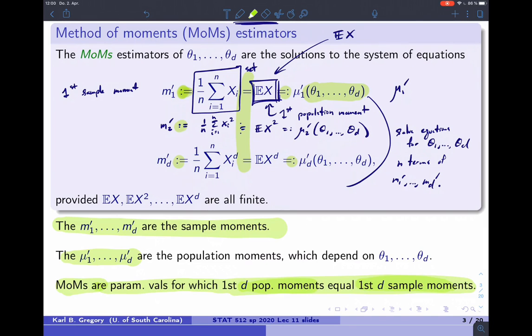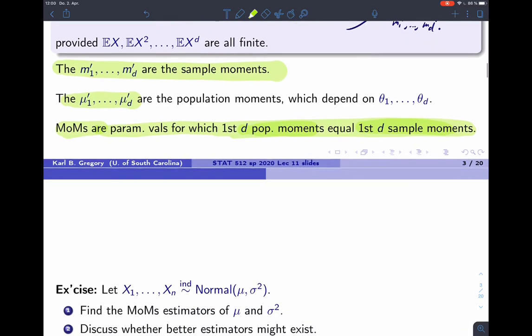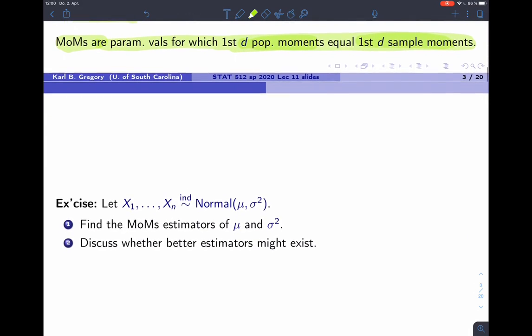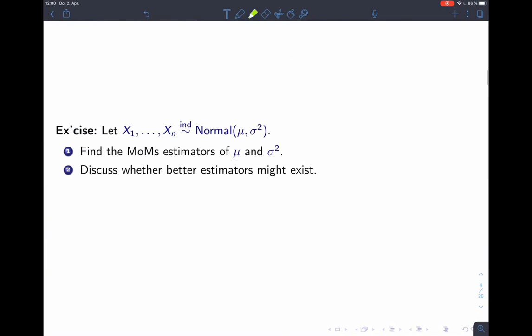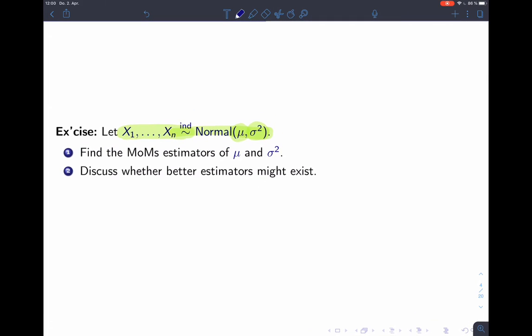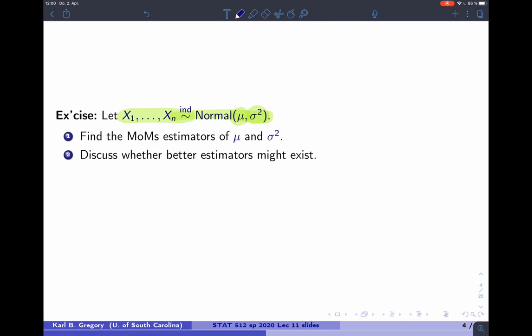That slide might look a little bit confusing. Let's jump right into an example of this. Okay. So here we have a really familiar situation. We've got a random sample from the normal distribution with parameters mu and sigma squared, and we want to find the method of moments estimators of those parameters. Okay, so what we're going to do is, my sample moments are m1 prime, which is the sum of the xi's.